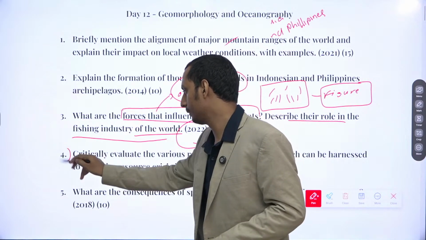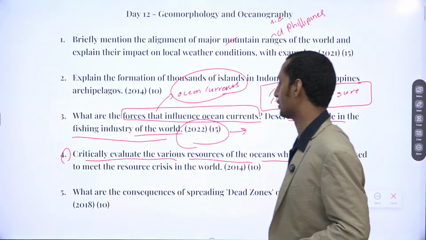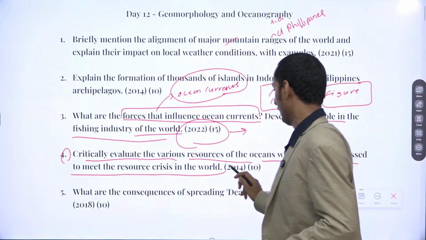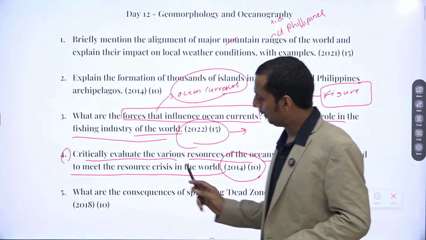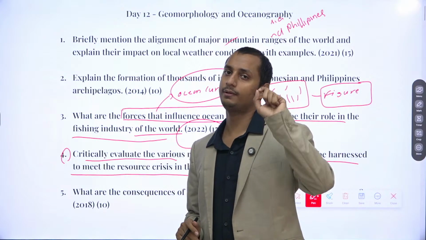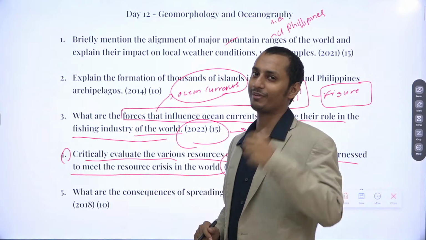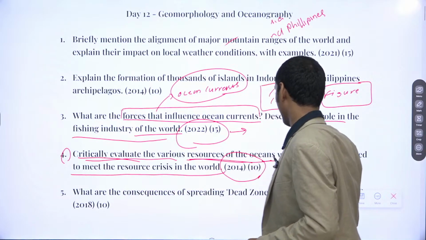questions. Now, fourth one, critically evaluate the various resources of oceans which can be harnessed to meet the resource crisis of the world. Now, this is also a 10-mark question. But then here, you have 3 body parts and you need to limit it to 150 words, which is the significant challenge here. So critically evaluate the various resources of the oceans.